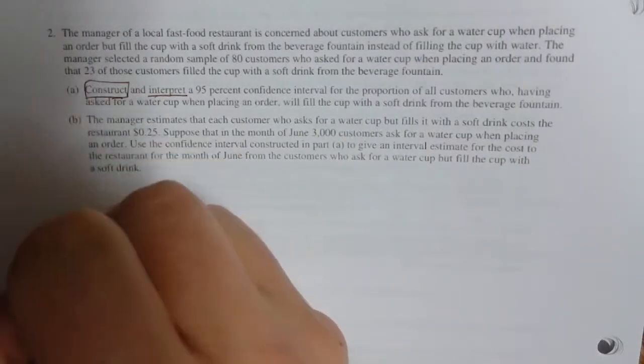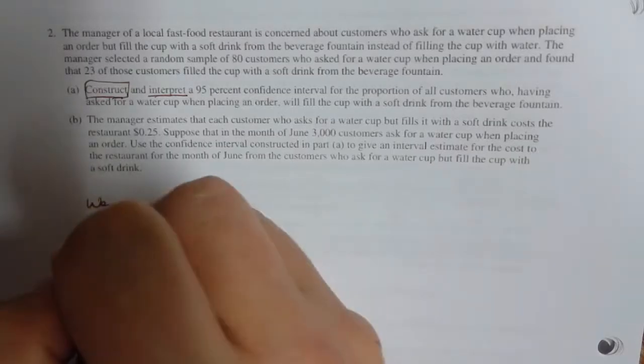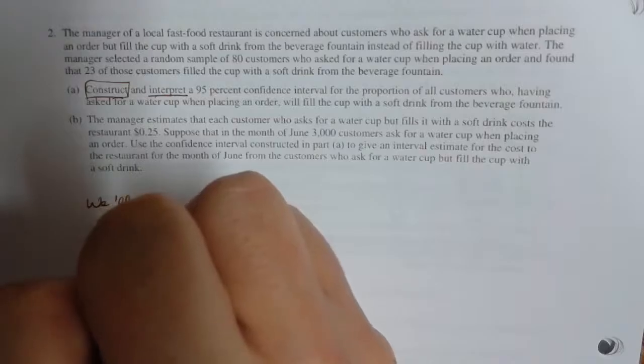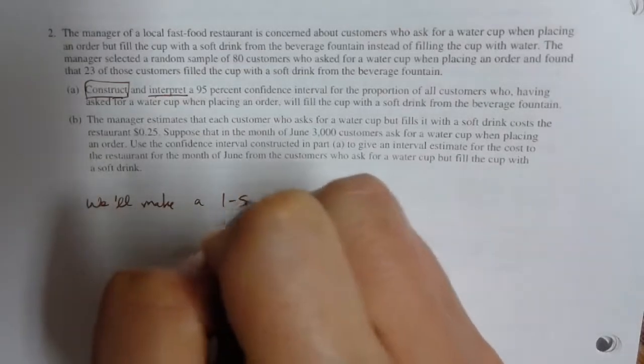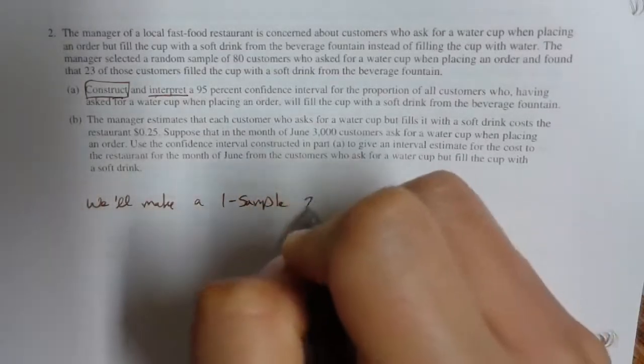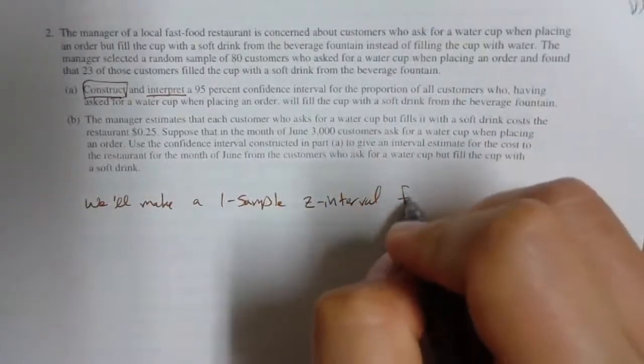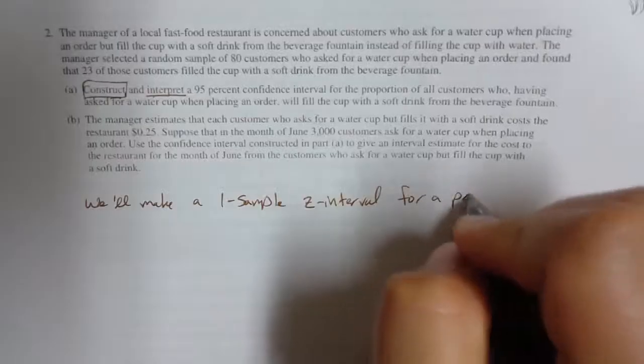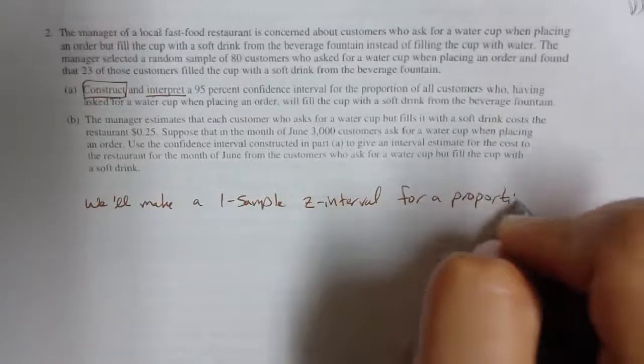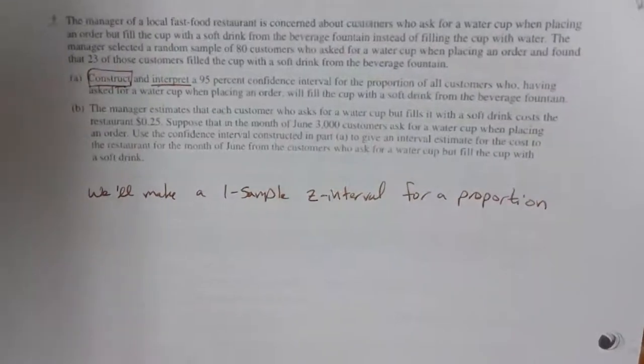In this case, it tells us what to construct, so we're going to use that to our advantage too. But for part A, we're going to make a one sample Z interval for a proportion. And you can name the interval by words, or you can use the formula. I like to use both here.